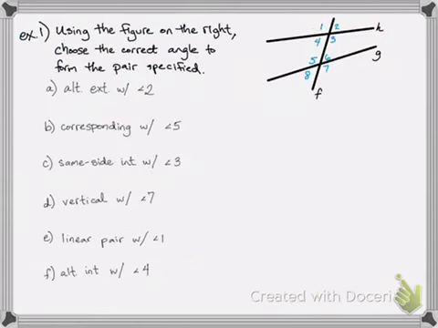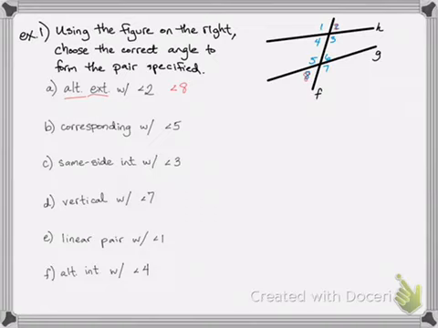Next. Cool. So for this example, we're going to answer a few questions based on this figure. All right. So first one says alternate exterior with angle 2. So I've got angle 2 here. Who is its alternate exterior? So alternate means opposite side of the transversal. Exterior means outside. So opposite side of our transversal and on the outside, that looks like 2 and 8 would be alternate exteriors. So my answer is angle 8.